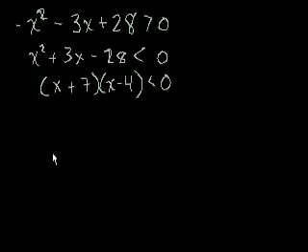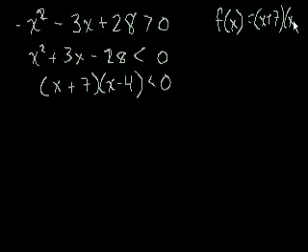than 0. So if this was equal to 0, we would know the two roots of this function. Let's define the function f of x. We could define it as this or this because they're the same thing. But for simplicity, let's define it as x plus 7 times x minus 4. That's f of x, right?